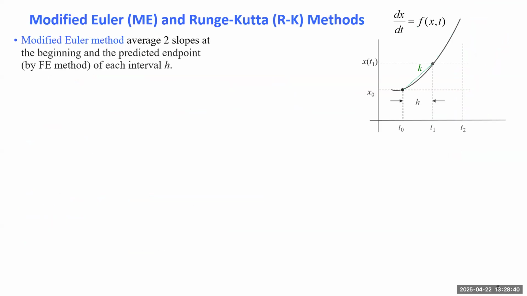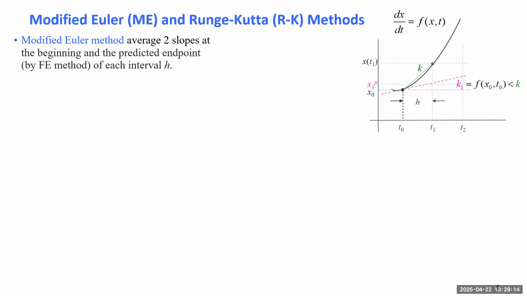Okay, next will be another two popular explicit methods. I use a blue color to indicate those methods that fall into the explicit type. For the modified Euler method, the idea is to average two slopes estimated at the beginning and ending point of each interval, so that you can have a better estimation of the green slope K.